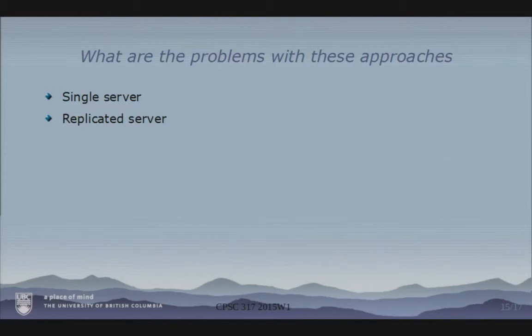So there are still issues with that. One of the servers in the replicated system will inevitably have to be the master server that the others draw information from. So now you've got all of these servers out there, and when you make a change, you somehow have to propagate that change to these servers. What's the strategy that you're going to use for doing that?